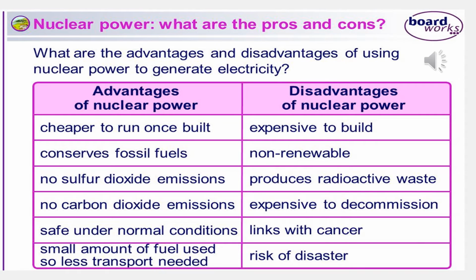So the main thing that we need to recognise is that there are advantages and disadvantages to using certain types of power. Okay, so if we look at nuclear as an example, it is cheaper to run once we build our nuclear power station. The fossil fuels obviously will not be used, so they'll be conserved. We don't give out this carbon dioxide, we don't give out the sulfur. Generally, as a rule, it is safe, okay, and we use small amounts of fuel.